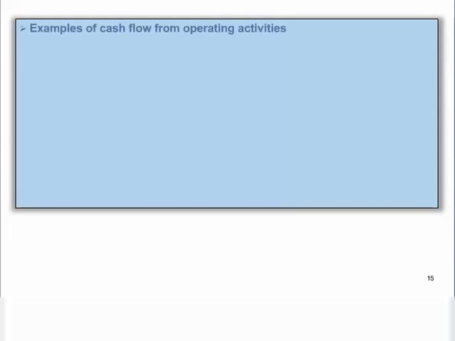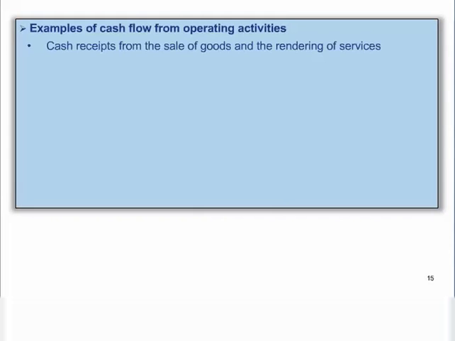Examples of cash flows from operating activities include cash receipts from the sale of goods and the rendering of services. In the example of Infosys, the cash receipts from sale of software, customization of software or maintaining the software, which are rendering of services, would become part of their cash flows from operating activities. Cash receipts from royalties, fees, commission and other revenues are another example of cash flow from operating activities.